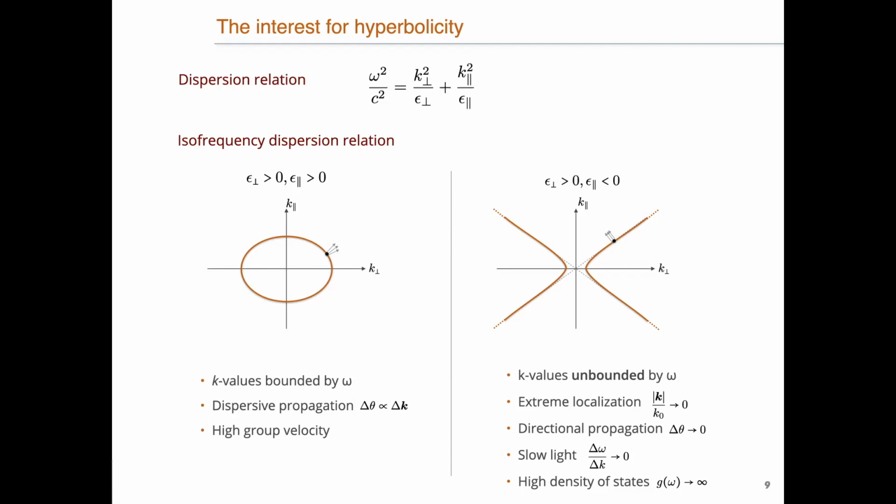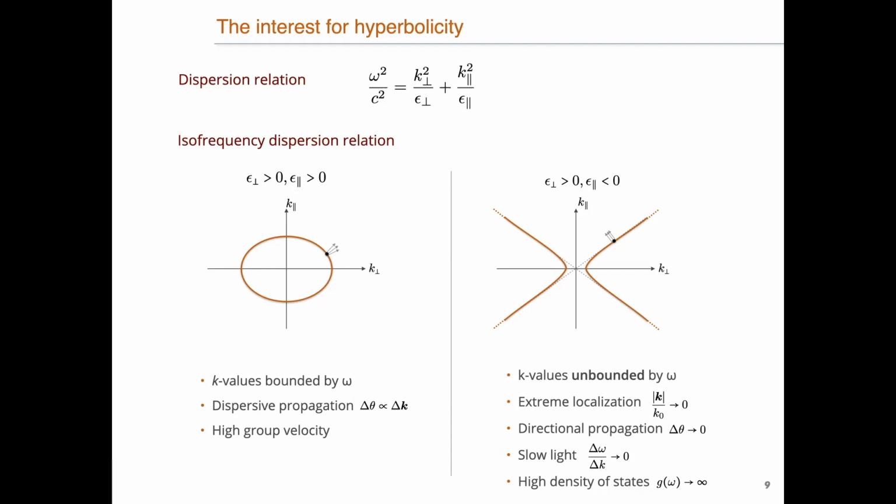And what is k? k is 2 pi over lambda. If k gets extremely high, that means the wavelength of this excitation in the material gets smaller and smaller. That means I'm concentrating the energy of this photon polariton in a smaller and smaller volume. So that leads to extreme localization of the energy and the information that the polariton carries.